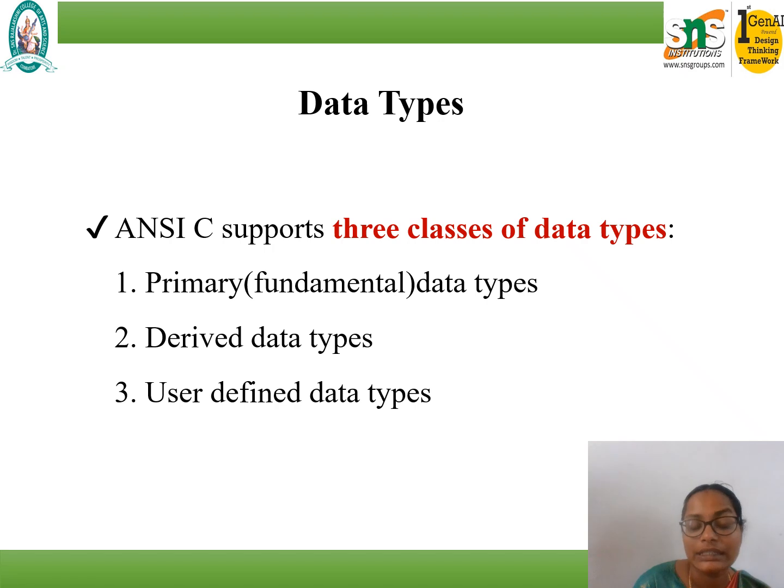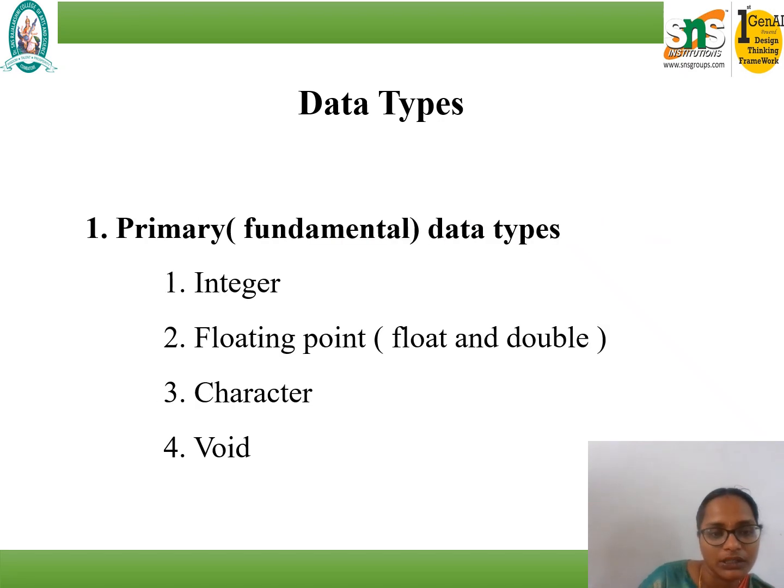Here ANSI supports three classes of data types. One is primary, another is derived, and the third is user defined. Primary is a fundamental data type. It is present in all programming languages. Derived data type means we are deriving the value from some other data types. In user defined, we are creating our own data type. That is called user defined.